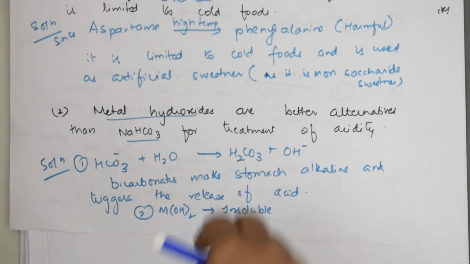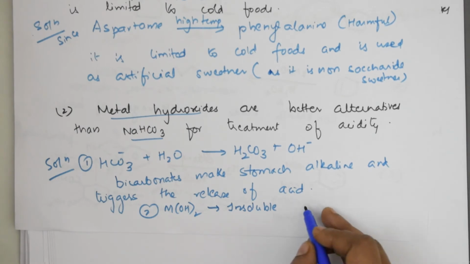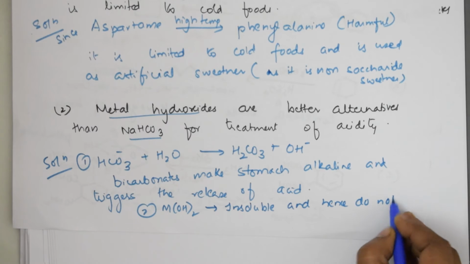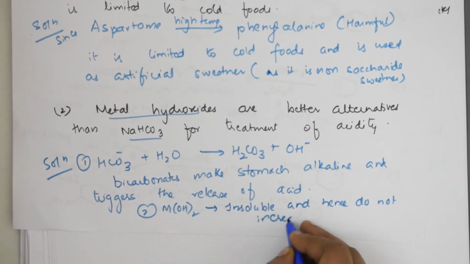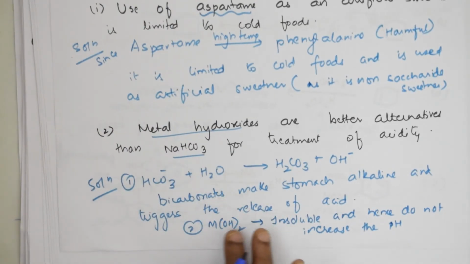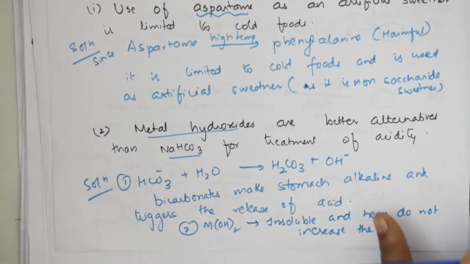Insoluble in water when you put it in the stomach. But bicarbonates are soluble. So because they are insoluble, they do not increase the pH. Above neutrality, that means above 7, it will not increase the pH, it will maintain that pH. That's the reason we are using hydroxides, not bicarbonates, because bicarbonates will reduce OH minus here. That is how you are going to do.